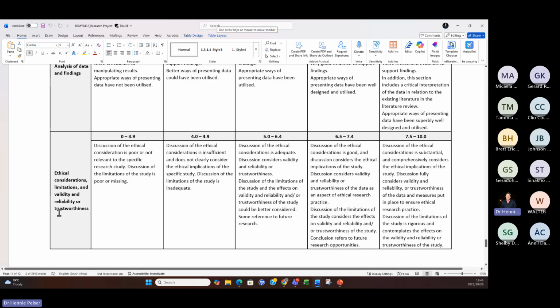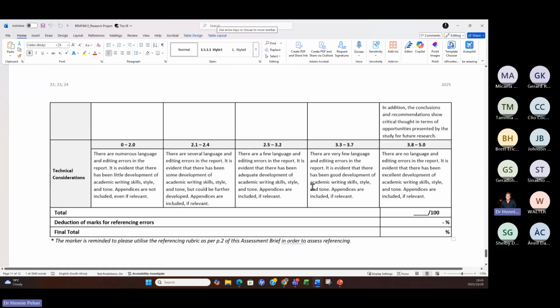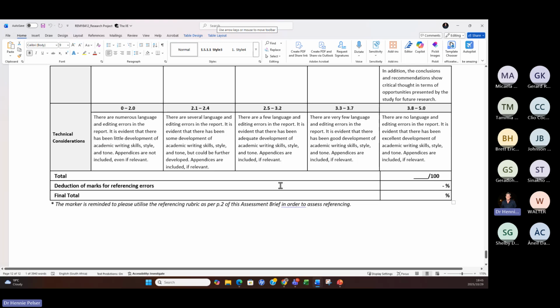And remember, if you're doing quantitative, you'll use those two terms. If you're doing qualitative, you'll use that term. In terms of qualitative, look at the sub elements of trustworthiness as well. And then, yeah, just how well you've edited. And the layout is important.